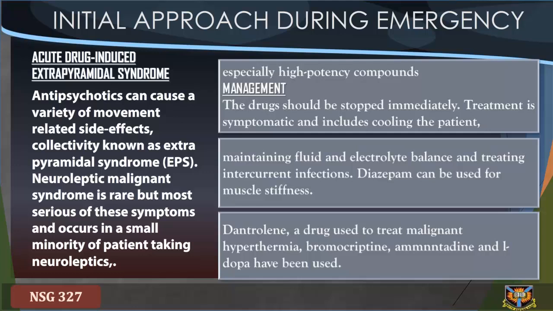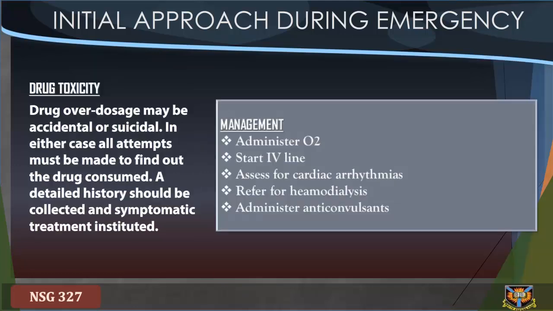Management: The drugs should be stopped immediately. Treatment is symptomatic and includes cooling the patient, maintaining fluid and electrolyte balance, and treating intercurrent infections. Diazepam can be used for muscle stiffness. Dantrolene, a drug used to treat malignant hyperthermia. Bromocriptine, amantadine, and L-dopa have been used.